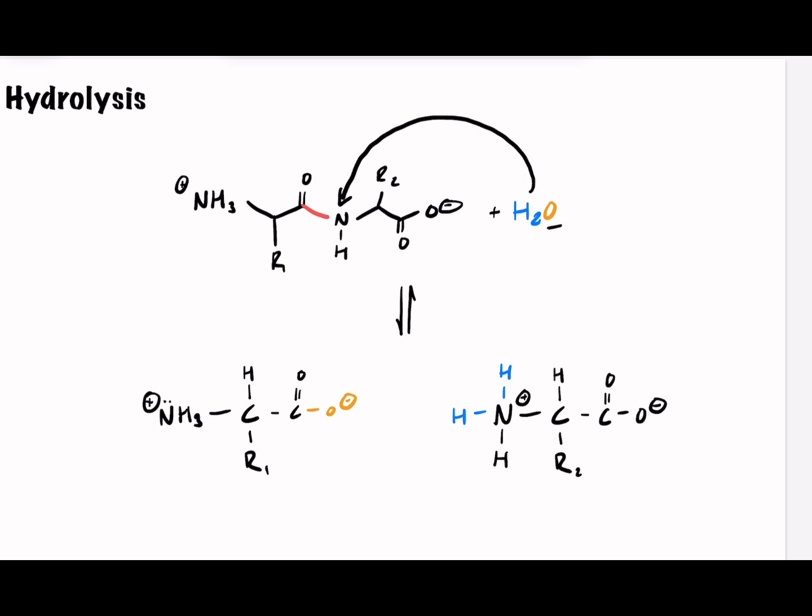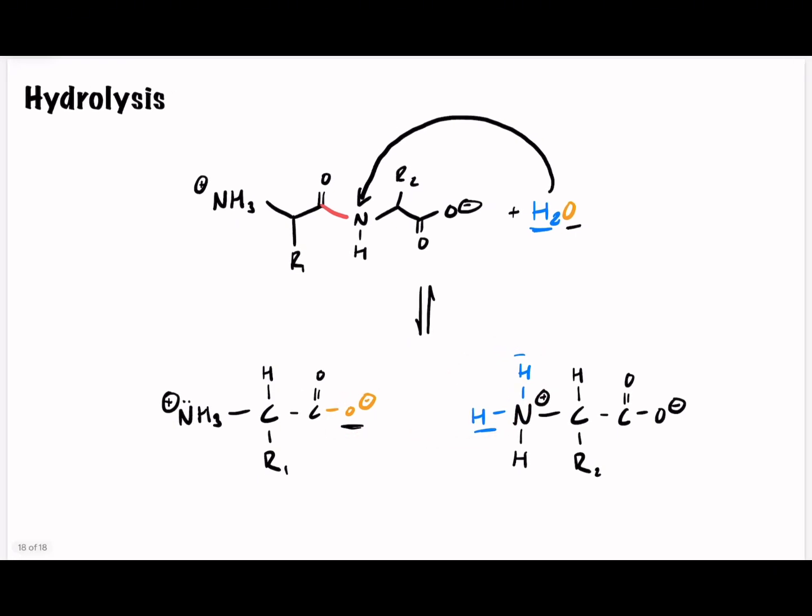The oxygen from the water that's attacking is going to be seen in a free carboxyl group, and the hydrogens in the water that's attacking are going to be seen in a free amine group. This is exactly what we expect. If you release a water upon formation of a peptide bond, then it only makes sense that by using a water to destroy this bond, you get those components from the water back to where they initially started.